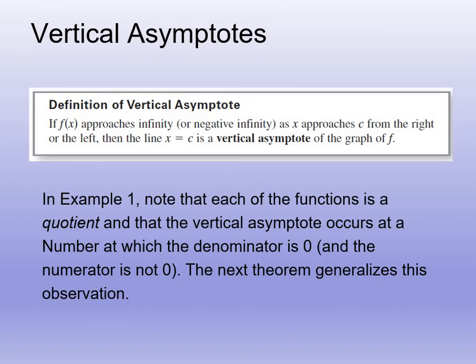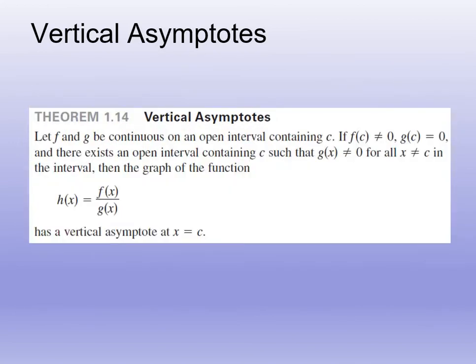So a very important note on this is the asymptote occurs when the denominator is 0, not when the numerator is 0. Okay, so there are some theorems that help define this, and this is what's really going to help you define your vertical asymptotes. All right, so I'm going to read through this theorem here, and then we're going to apply it in a few examples. So we have, let f and g be continuous on an open interval containing c.